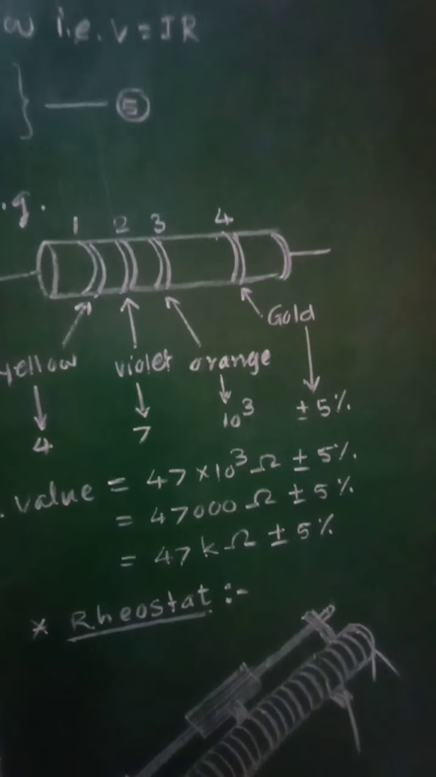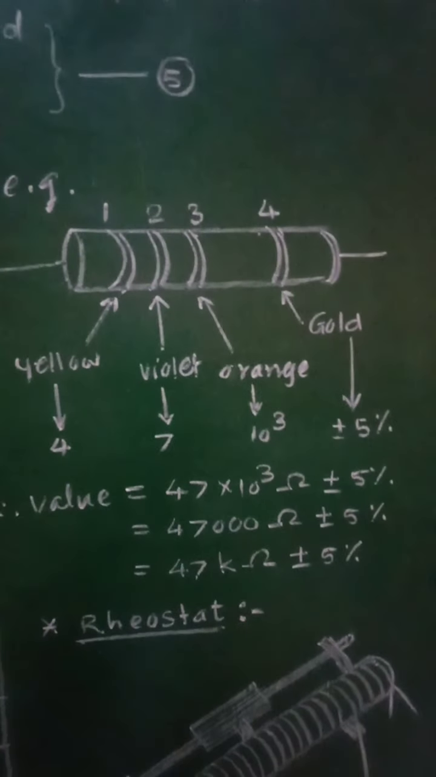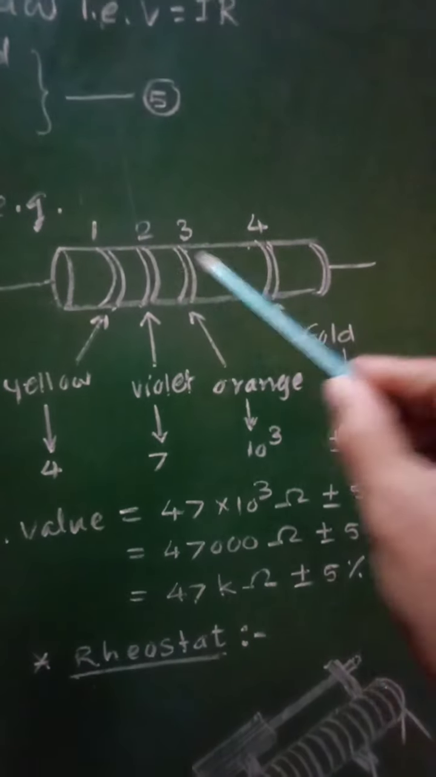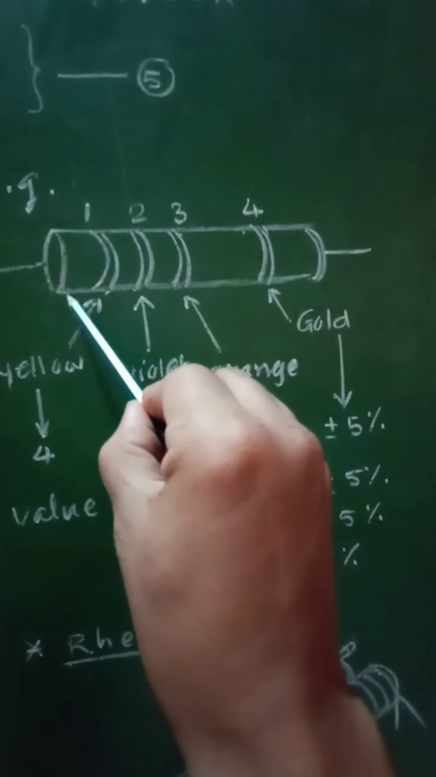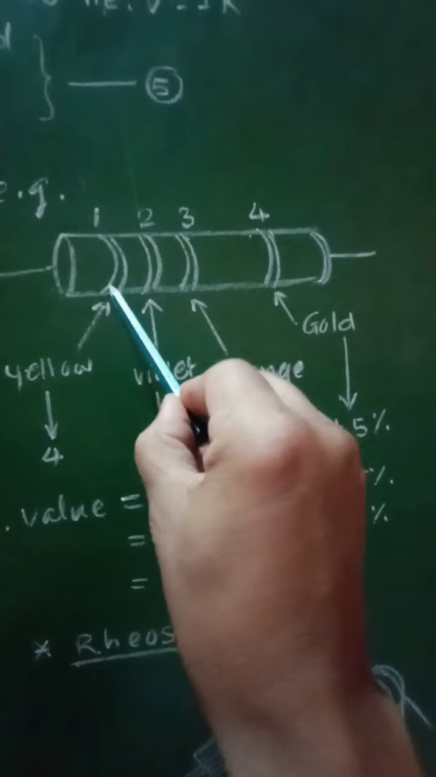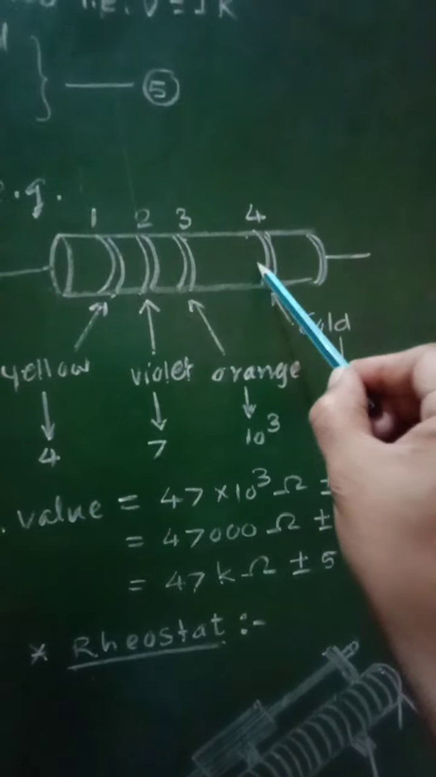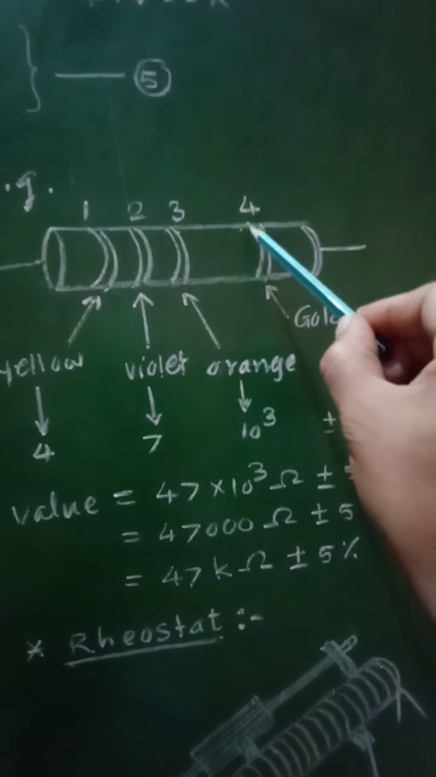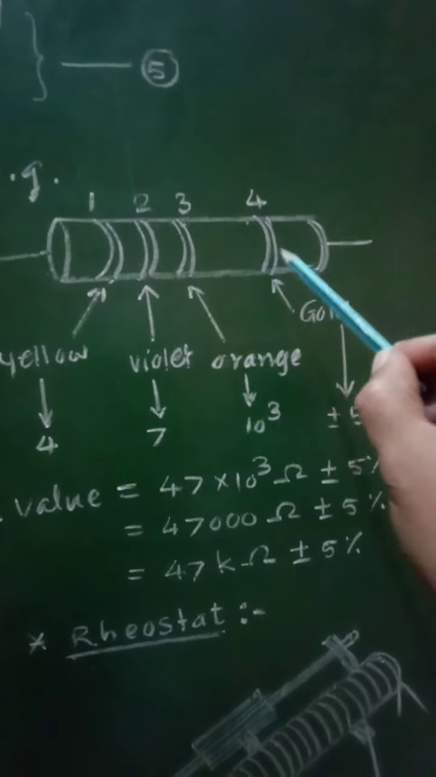Now let us see what is the procedure to find out the value of this resistor by observing only the rings. Now these 3 rings are very close, and they are close to this left end, and therefore this will be first, this will be second, this will be third color ring, and the fourth color ring is far away, and therefore it is separated from these 3, therefore it is the fourth color ring.